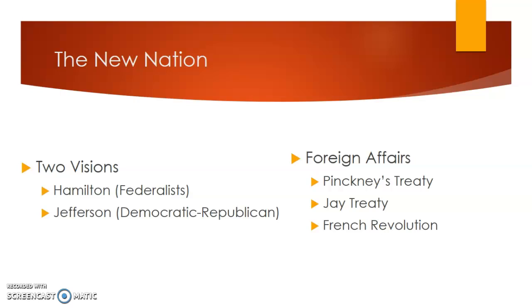And for Jefferson, this is going to be having a country that's based on more agriculture instead of commerce and shipping like Hamilton. It's going to have a strict interpretation of the Constitution and representing more of the average person.